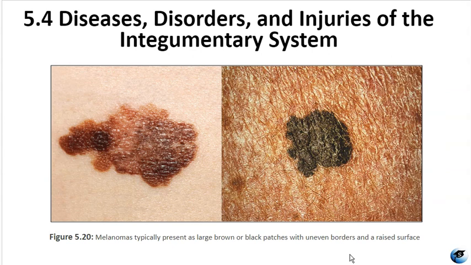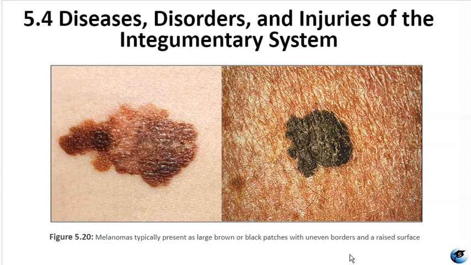The American Academy of Dermatology suggests using the ABCDE rule to identify melanomas. Look for A, asymmetry, B, border irregularity, C, color variation, D, diameter greater than 6 millimeters, and E, evolution or change in size, shape, or color over time.